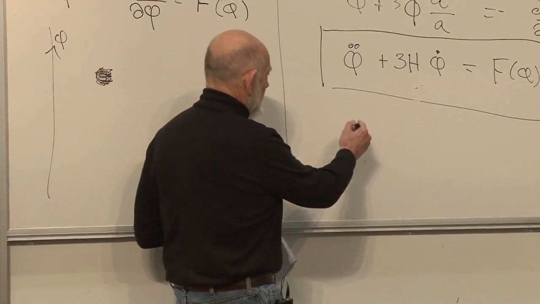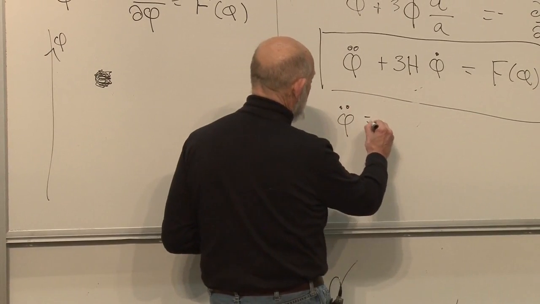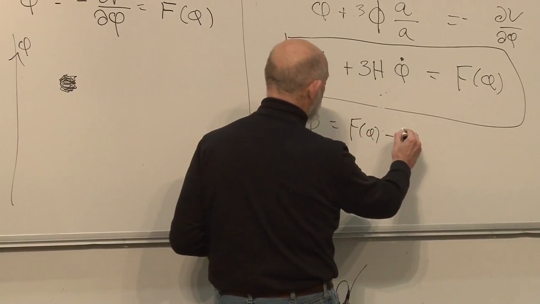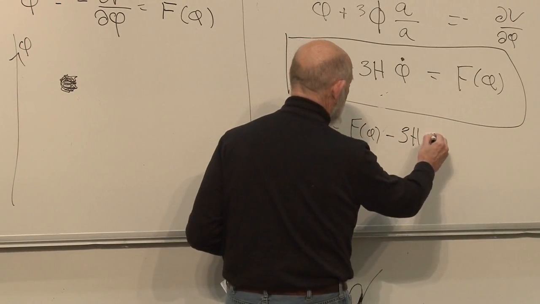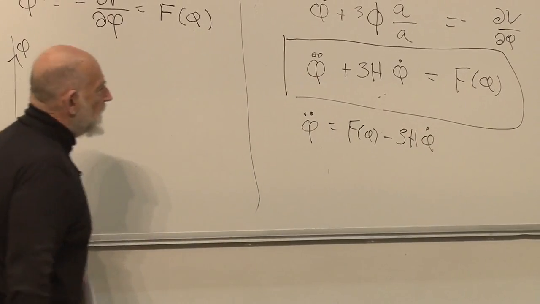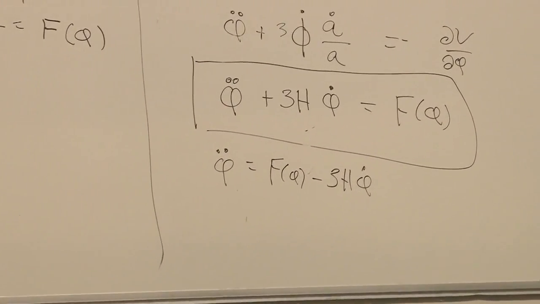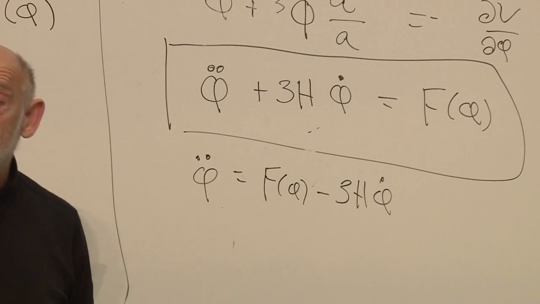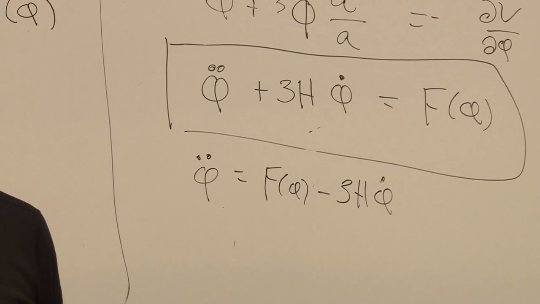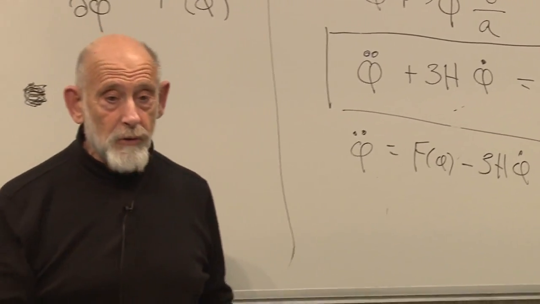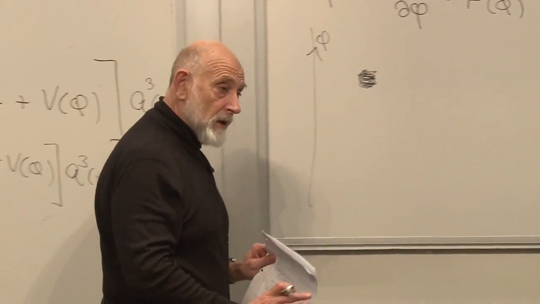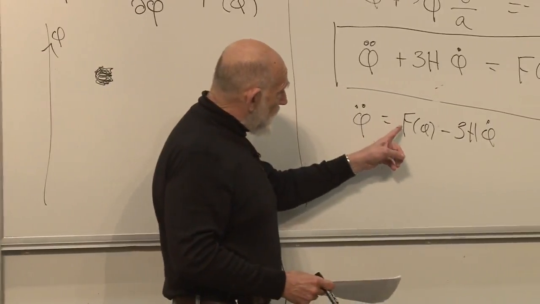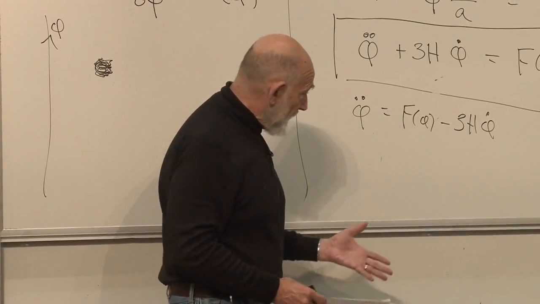We can write this in the other form. Phi double dot is equal to the external force minus the viscous drag. And when the viscous drag gets up to be big enough so that it matches F, the acceleration stops. That doesn't mean that the velocity stops. It doesn't mean the object comes to rest. It means it just falls at terminal velocity. The terminal velocity is the final velocity that it reaches, the point where the force and the viscous force balance.